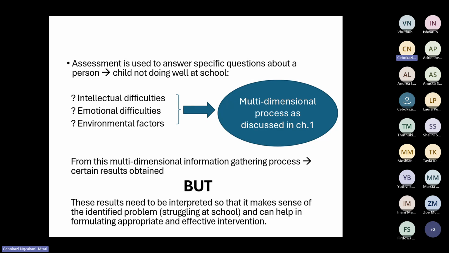So to answer that specific question, we need to consider a multidimensional process to understand exactly what could be going on. And so from this multidimensional information gathering process, certain results are obtained, but, which is a big but, the results need to be interpreted so that it can make sense of the identified problem. And it can help in formulating the appropriate and effective interventions that need to take place.